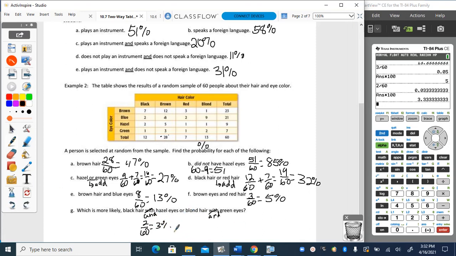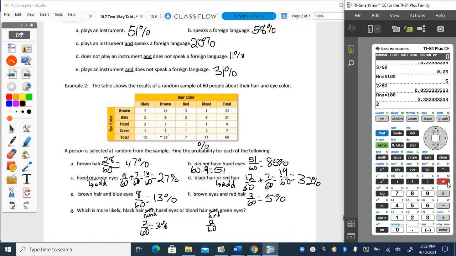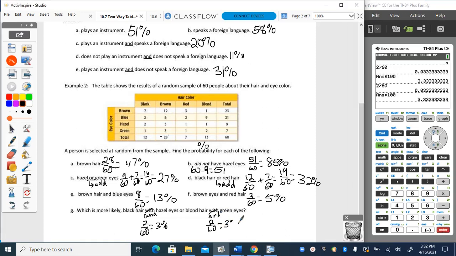And now we have blonde hair. That percent sign's really ugly. Now we have blonde hair with green eyes. So blonde down to green, that's 2. So that's again 2 over 60. What's 2 divided by 60? I hope you're beating me to it. Times 100. And that's again just 3%. Oh my gosh. They are the same percentage. If they're the same, that just means they have the same probability. And that's no big deal.